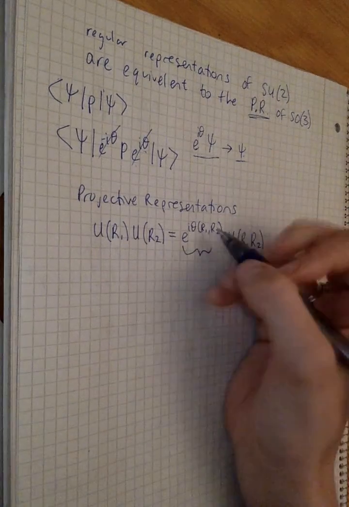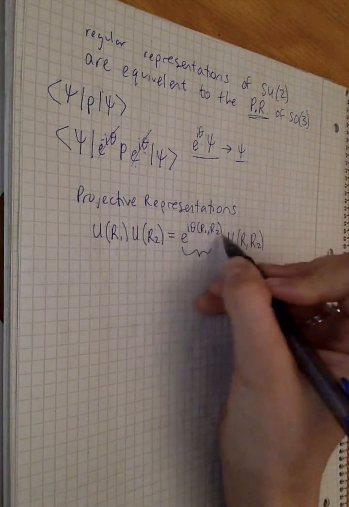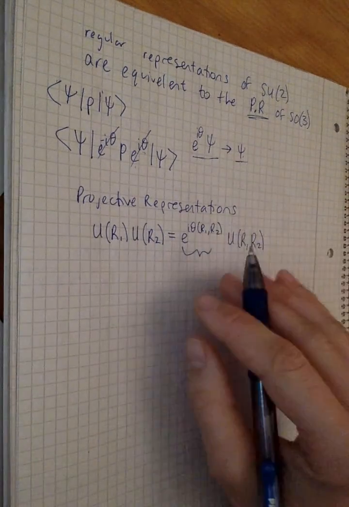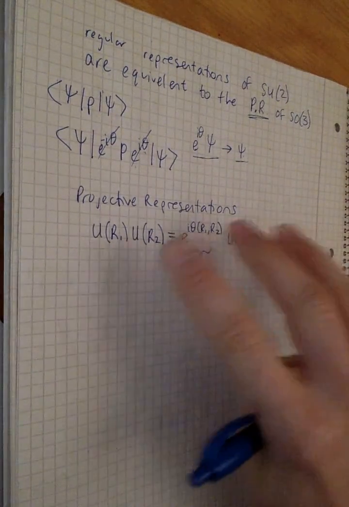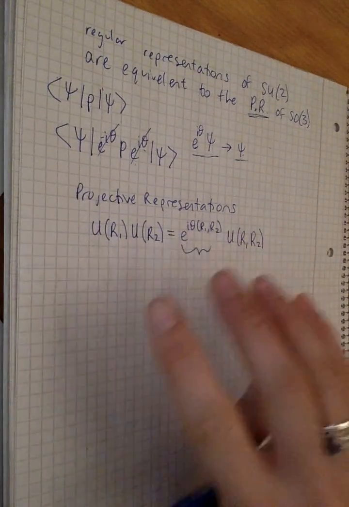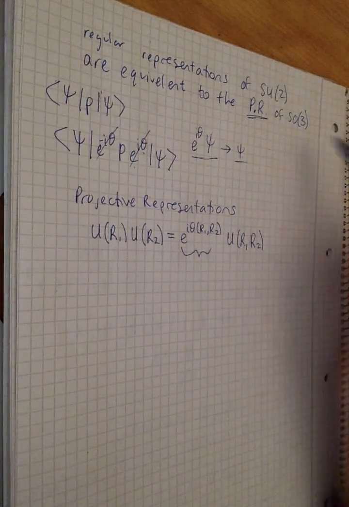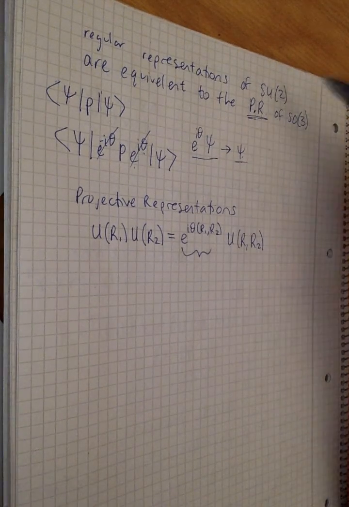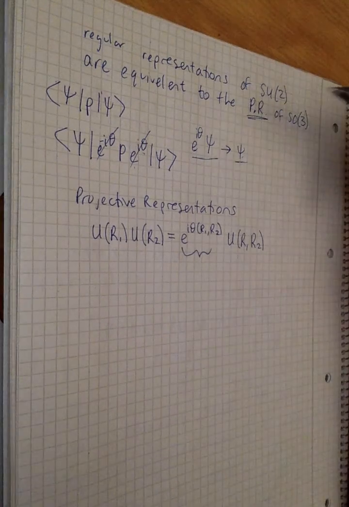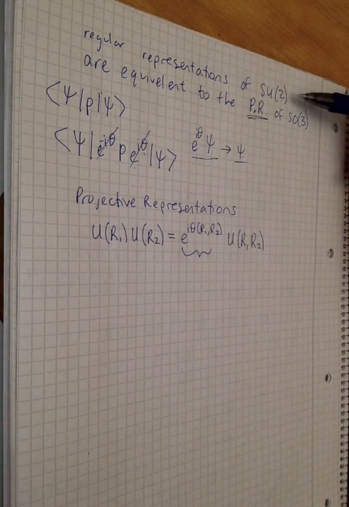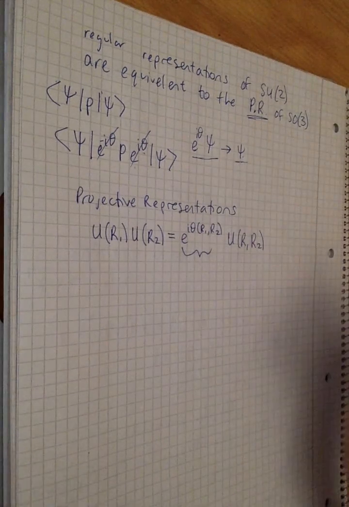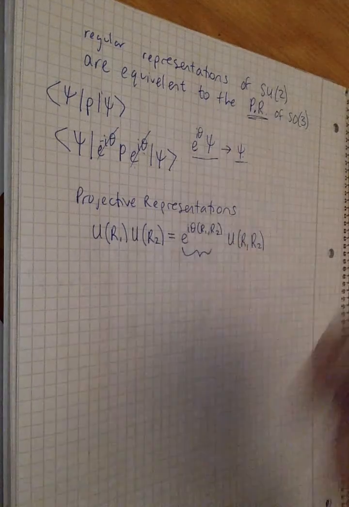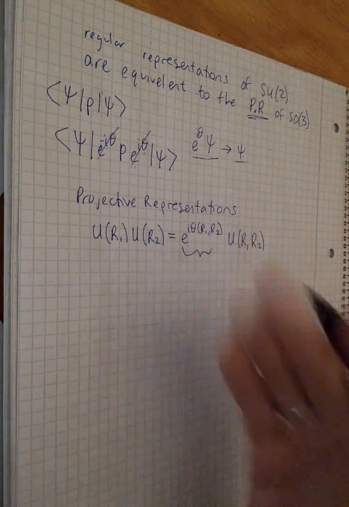We don't know how theta depends on R1 and R2. It's difficult. It's nasty. So in quantum mechanics, instead of working with these projective representations, it's nice that SO3 is not simply connected, because that means it has a universal covering group, which is the smallest group which contains SO3 and is simply connected. That is SU2. And the regular representations of SU2 are equivalent to these projective representations of SO3. So this is nice. This is a relation.